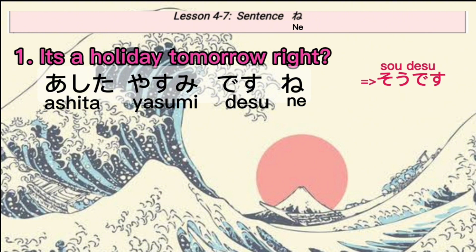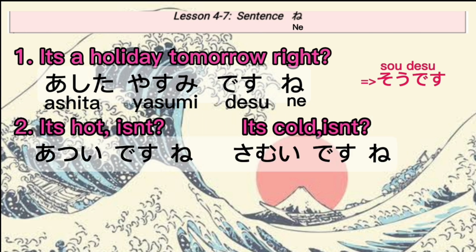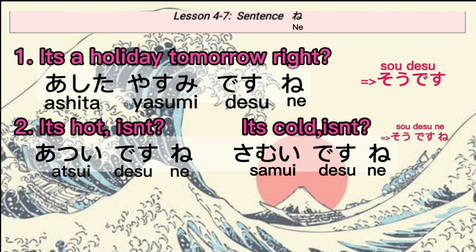Ne is also used by the speaker to make the listener agree. For example, it's hot, isn't it? Or it's cold, isn't it? This is a common phrase for Japanese to open up a conversation. Atsui desu ne. It's hot, isn't it? Samui desu ne. It's cold, isn't it? And you can answer it by saying, so desu ne.